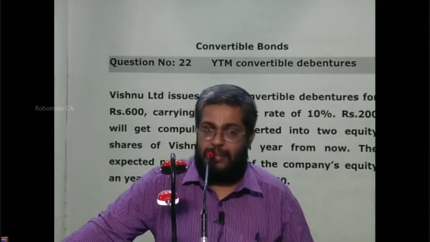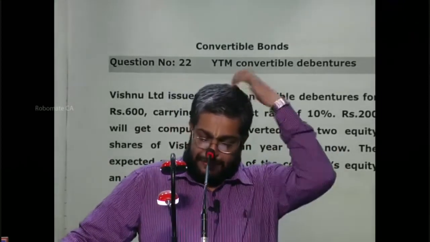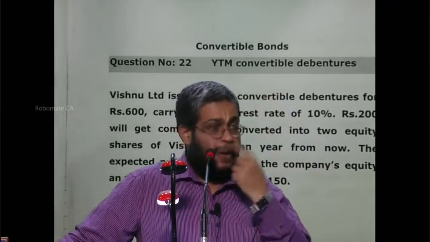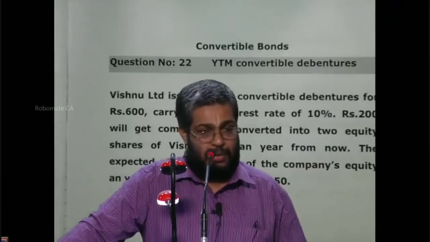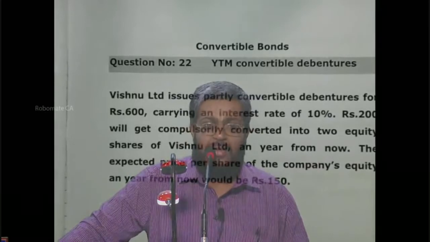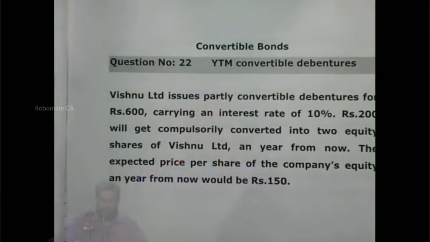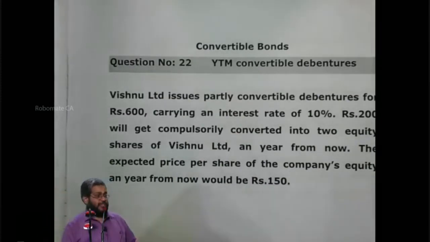But not fully, only partially. That is, the remaining is going to be redeemed by giving cash only. What is the value of the debenture? 600. It is a face value, 600. Now, what is the interest it is carrying? 10%. It is going to be redeemed in three parts. First year, they will redeem 200. Fifth year, they redeem another 200. And the last year, sixth year, they redeem another 200. A 600 rupees debenture is now issued for 6 years.